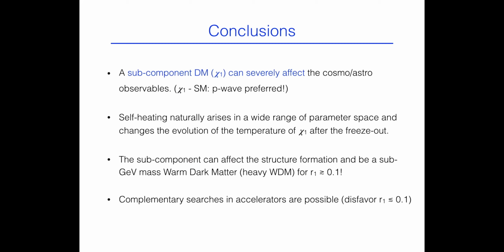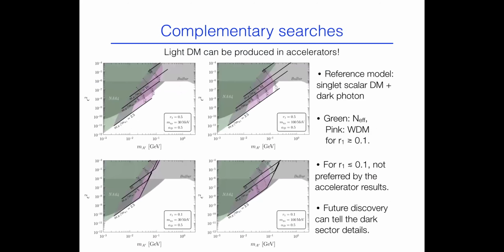Can you clarify the last two conclusions you made? So a fraction below 10% is helpful for the subcomponent and disfavored by the accelerator. I can say that when the fraction is below 10%, it is mostly disfavored by various experiments like this. Of course it depends on the model, but for this specific reference model, we need couplings. This is the kinetic mixing parameter squared, and the kinetic mixing parameter is around 10 to the minus 3. If it is below 10 to the minus 3, then the annihilation process of the light dark matter pair into the standard model sector gets more inefficient, which means its fraction gets increasing. So to have a small fraction, we need a huge coupling.